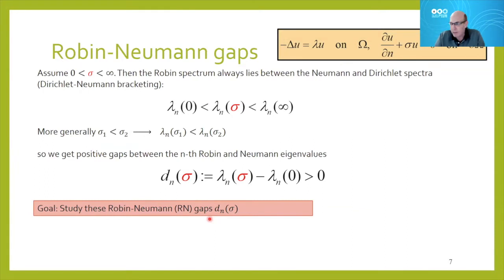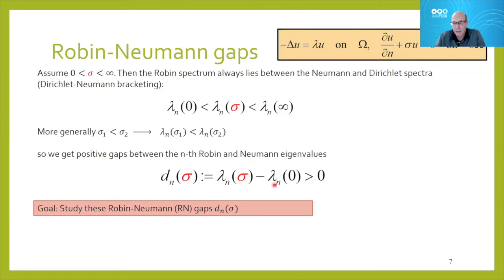Okay, so now I come to the subject of the lecture, which is the Robin Neumann gaps. One thing we know about the Robin eigenvalues is that they are monotonic as a function of this boundary parameter. So in particular, the nth Dirichlet eigenvalue is always bigger than the nth Neumann eigenvalue, and the nth Robin eigenvalue always lies between them. So the nth eigenvalue is monotonic as a function of sigma, of this boundary parameter. And the conclusion is that we have a positive gap between the nth Robin eigenvalue and the nth Neumann eigenvalue.